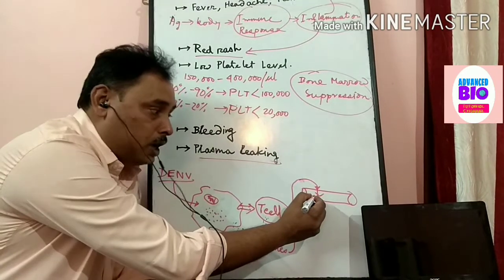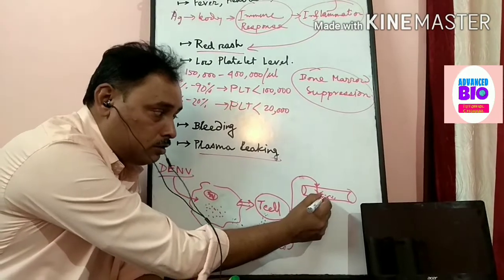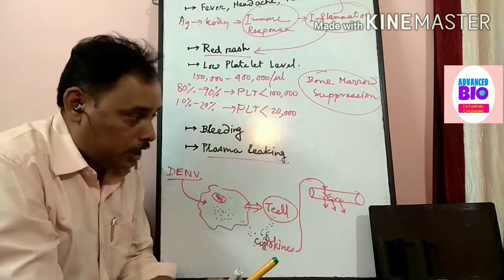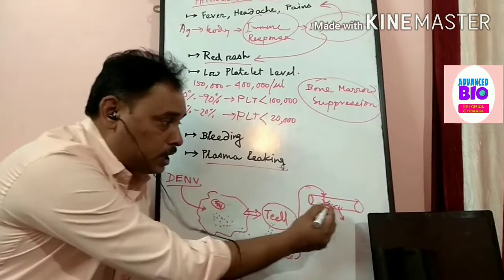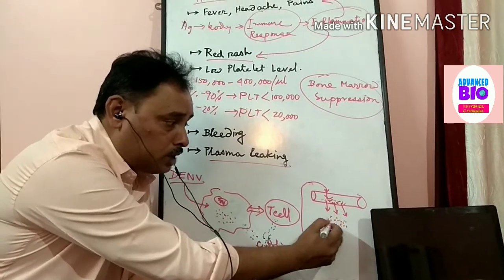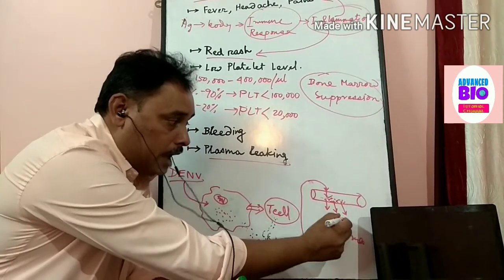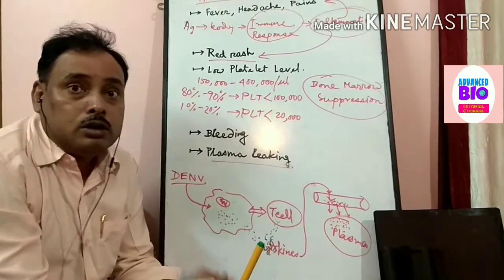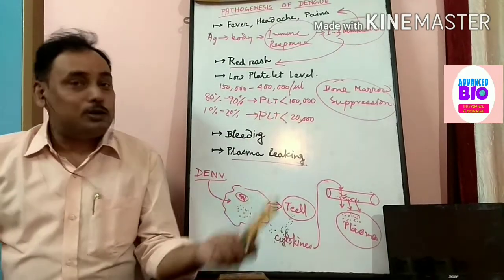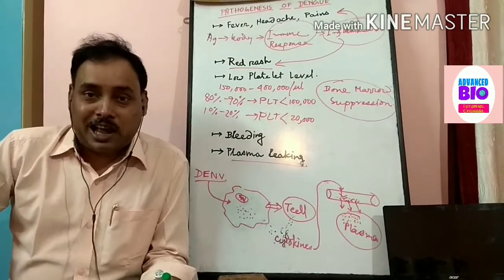That's why blood plasma will be leaked through this vessel. That means endothelial space. So now the blood plasma gets exit outside of the blood vessel. This is the plasma, and this is the mechanism of plasma leaking. Now this is all about the symptoms and pathogenesis of the dengue. Thank you all.